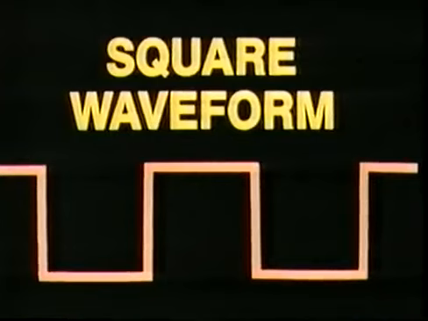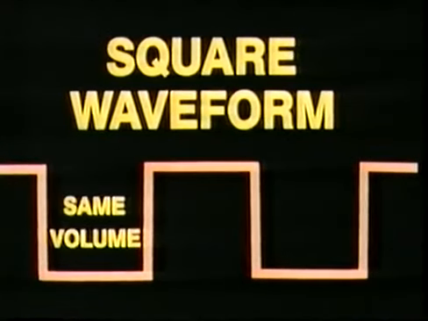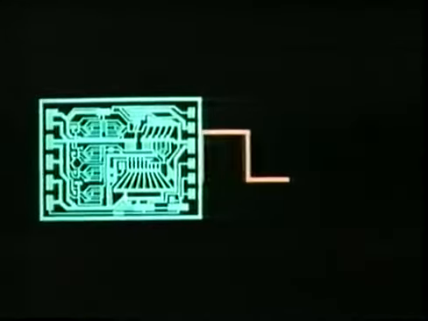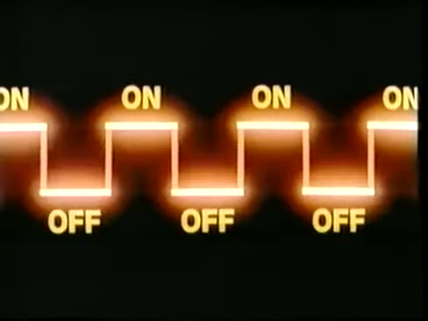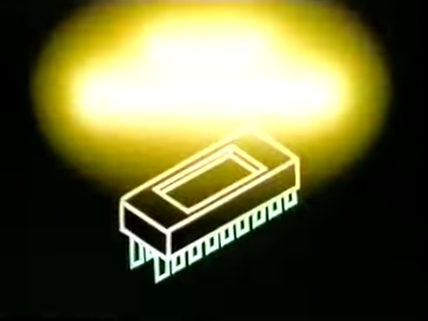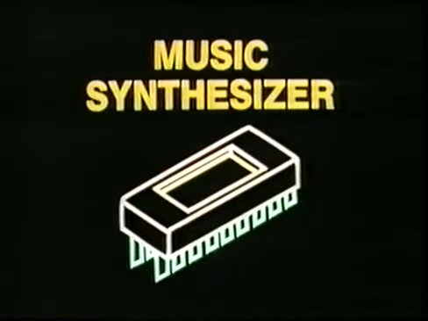All the boxes are the same shape. The waveforms are all square. And they are all the same size. There's no variation in their volume. This is because the switching on and off of a computer circuit can only produce sound waves that are either completely on or completely off. In order to improve the quality of computer sound, you need to add a music synthesizer chip.